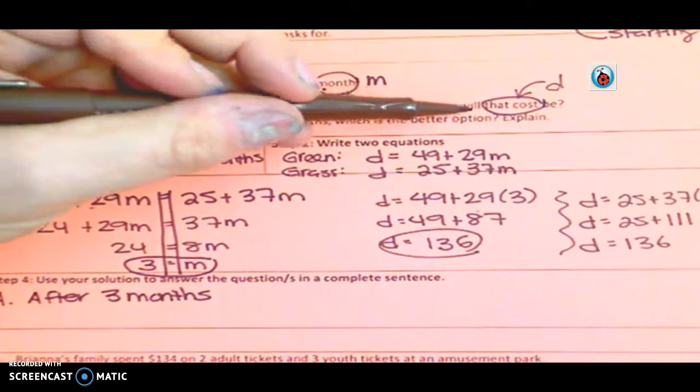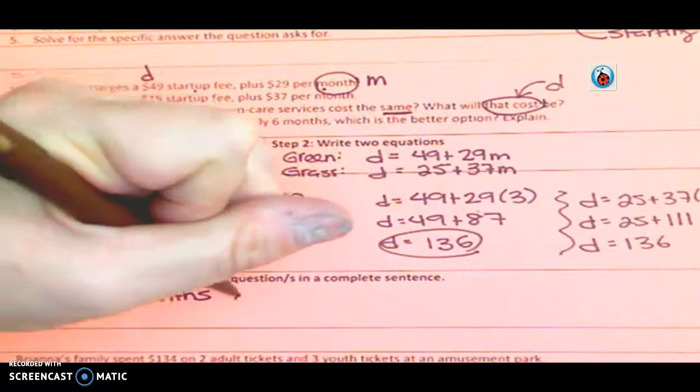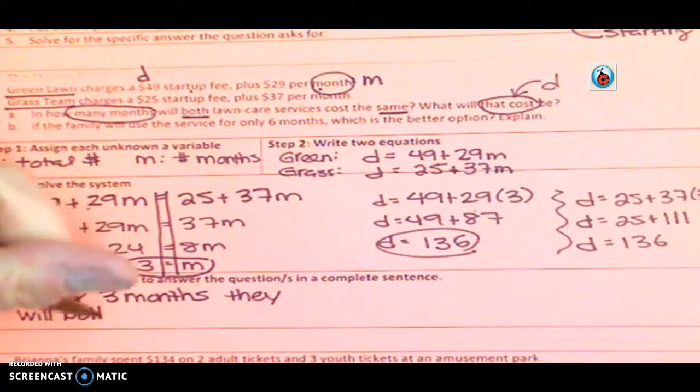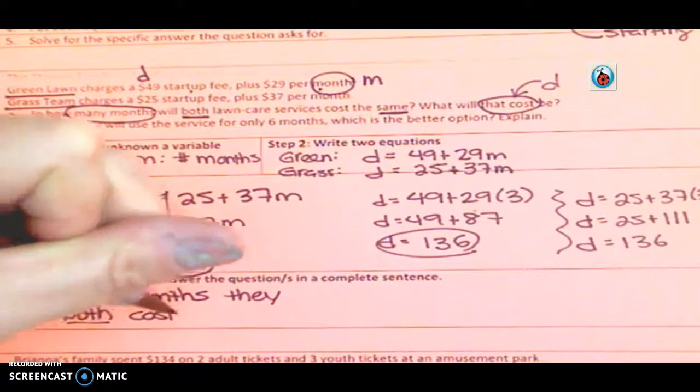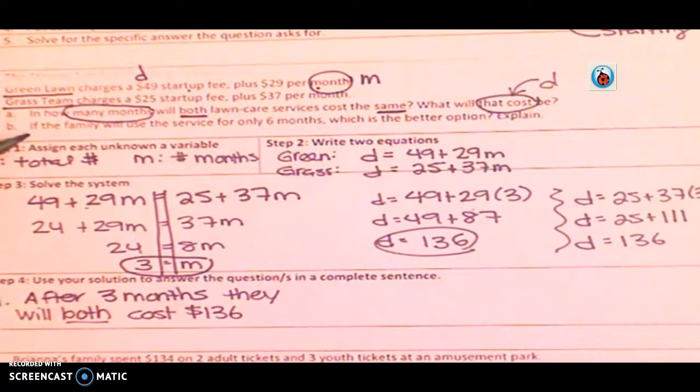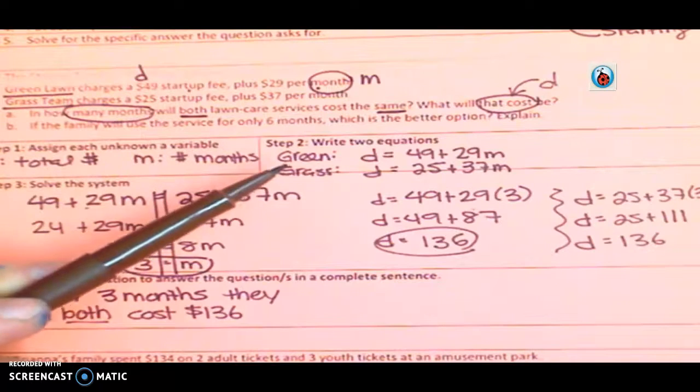And then how much will it cost? So after 3 months, they will both cost $136. All right. Now then there's a follow-up. If the family uses service for only 6 months, what is the better option?